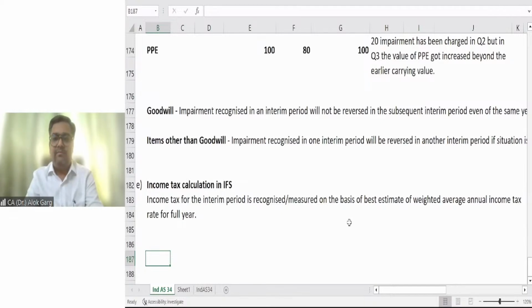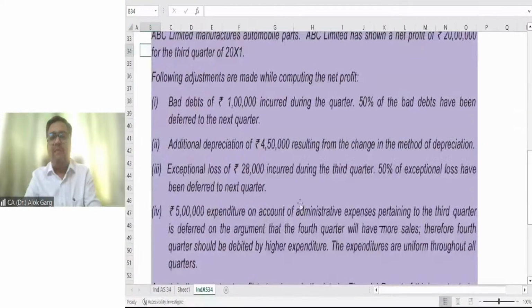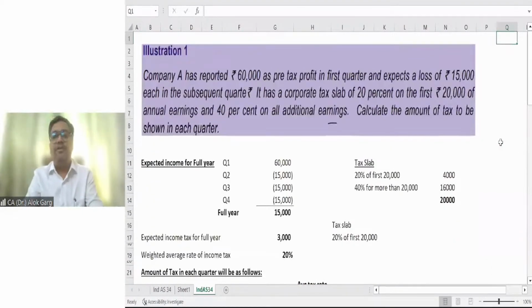Let's discuss this concept with the help of this example from your institute study material, ICAI study material. Company A has reported rupees 60,000 as a pre-tax profit in the first quarter, and expects a loss of 15,000 in each subsequent quarter. So in the first quarter the company has made a profit of 60,000, but in every other quarter the company is expecting a loss of 15,000, right?